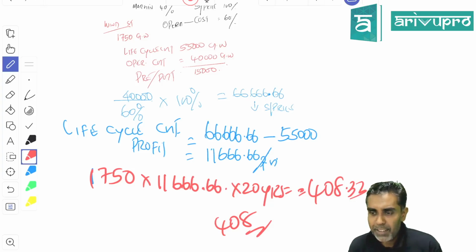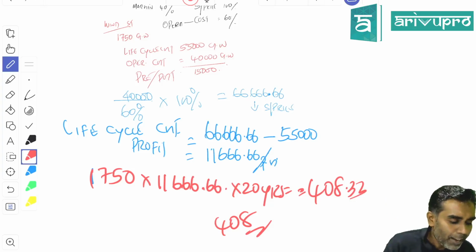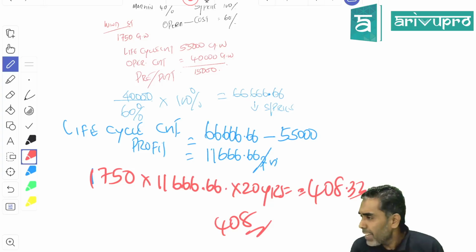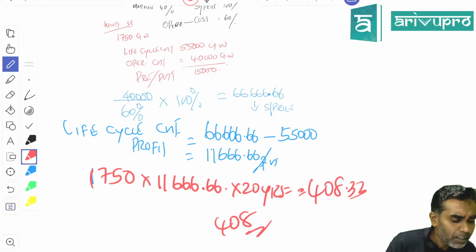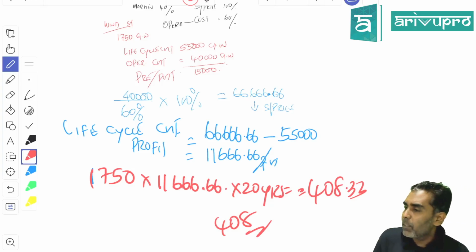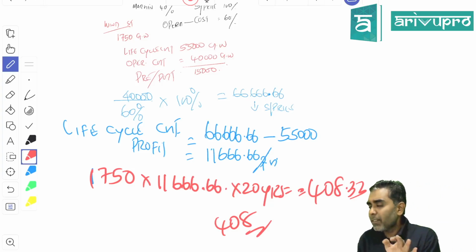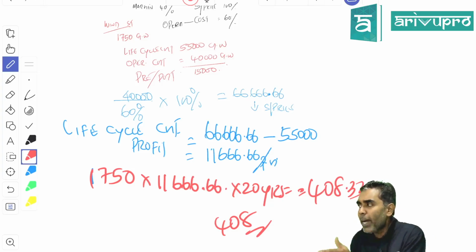The answer is correct. Next, it can encourage better control of operating costs over the life cycle. That's also correct. Third one, it gives a better understanding of the causes of overhead cost. That answer is wrong. It gives you the understanding of overhead cost, not the causes of overhead cost.